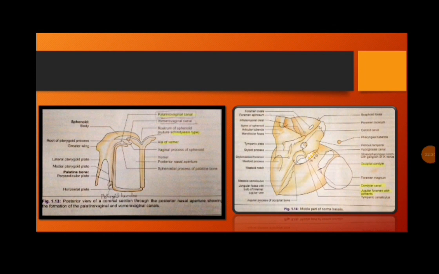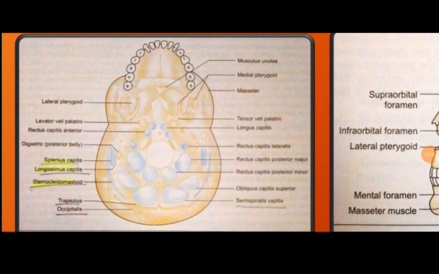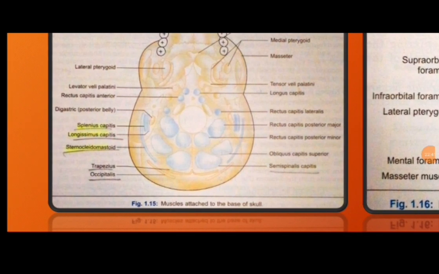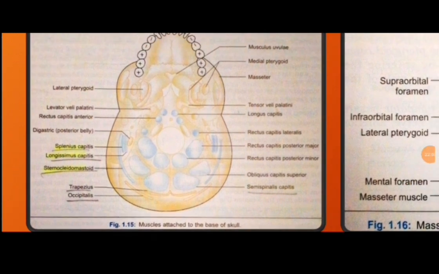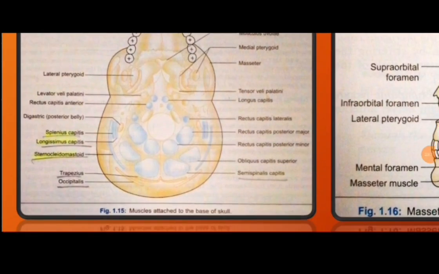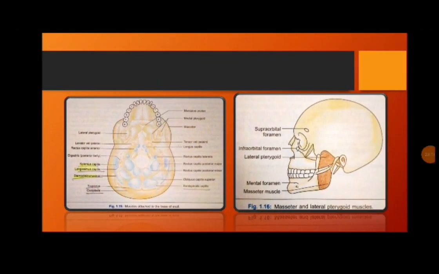Then you can see the next point, attachments in the norma basalis. The muscles attached are splenius capitis, longissimus capitis, sternocleidomastoid muscle. Then you can see rectus capitis lateralis, rectus capitis posterior major. Rectus, it is like we are telling some army or soldiers' names, no? Like rectus capitis posterior minor, obliquus capitis superior, semispinalis capitis. So you can see all the muscle attachments in the norma basalis.